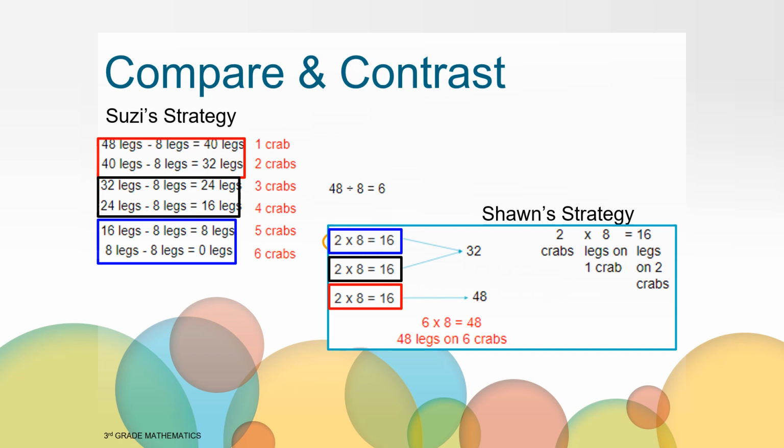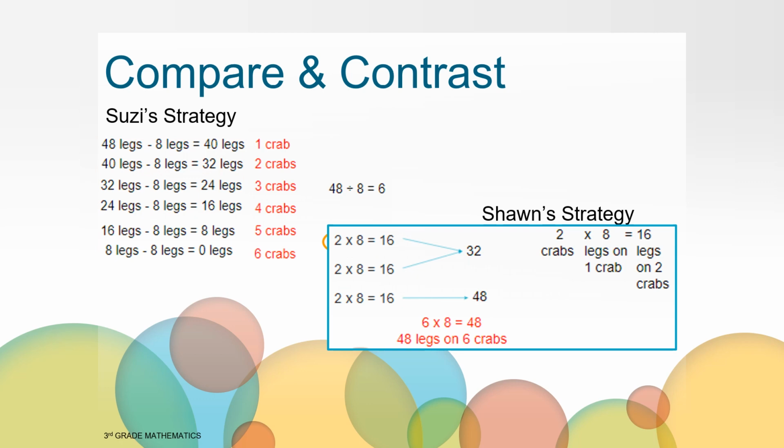Another difference I see is in their number sentences. Suzi wrote a division equation while Shawn wrote a multiplication equation. Remember yesterday we talked about how multiplication and division were closely related? Well, you can see here that you can use multiplication to solve a division problem. When we start with the total and look for the number of groups, like in this problem, we started with the total number of crab legs that Zachary saw and we're looking for the number of crabs, then the problem is a division problem. But the way you solve it can be division or multiplication.